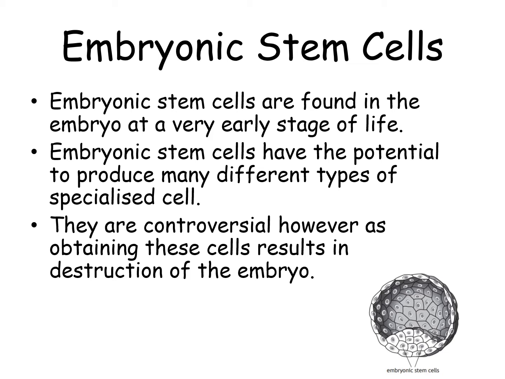Embryonic stem cells have the potential to produce many different types of specialised cell. So an embryonic stem cell can produce skin cells, liver cells, red blood cells, cardiac cells, and they're all different types of cell. This makes them very, very useful. However, if you think back to second year, using embryonic stem cells is very controversial. Because when we obtain the embryonic stem cells, this can result in destruction of the embryo.